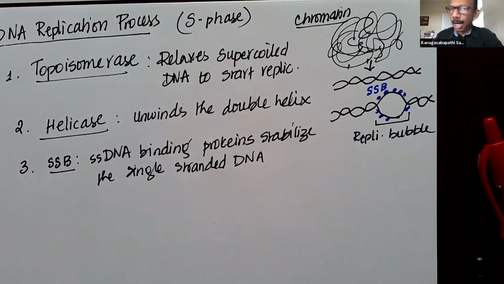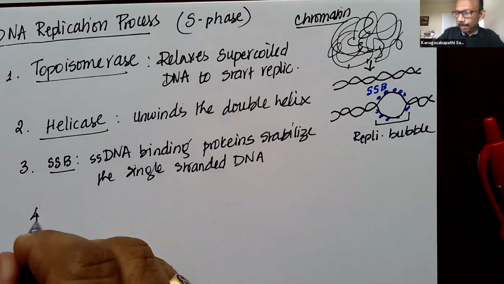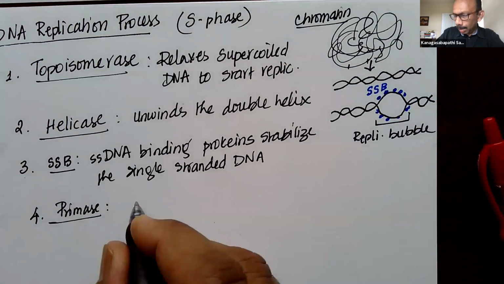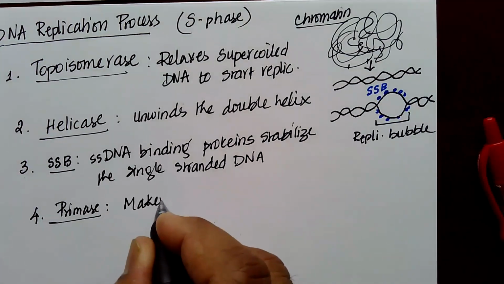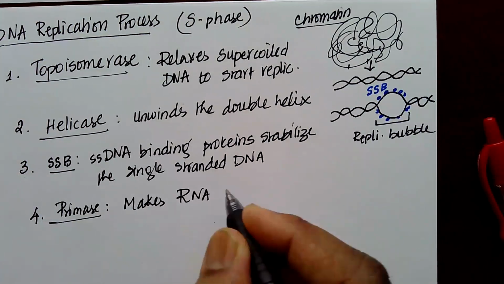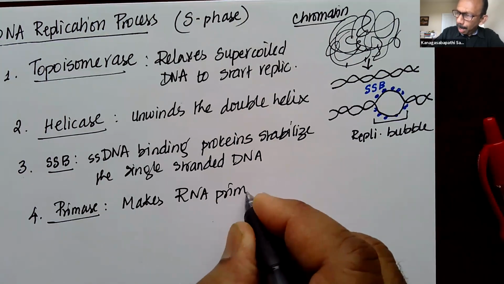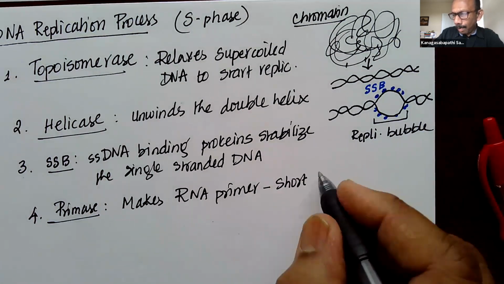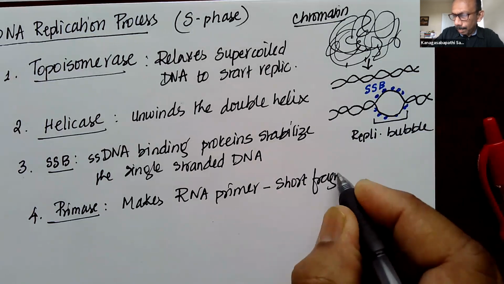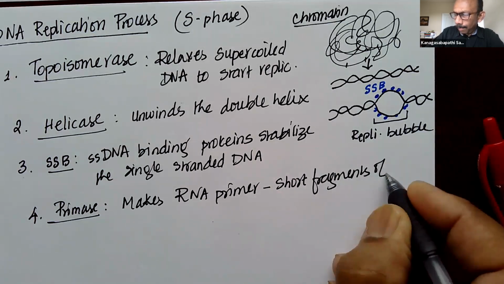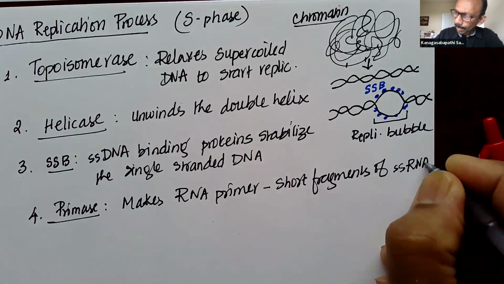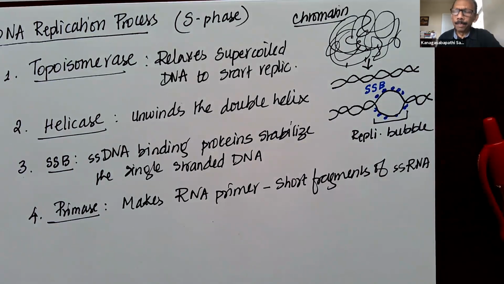And there is an enzyme called primase, and the primase makes RNA primer. And RNA primer is nothing but short fragments of single-stranded RNA, short fragments of single-stranded RNA.